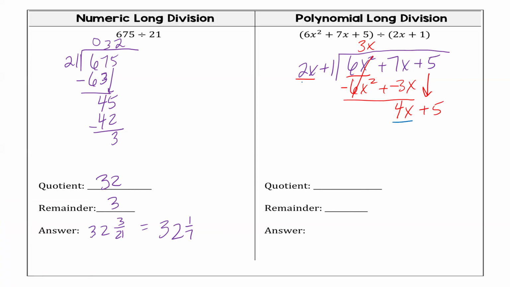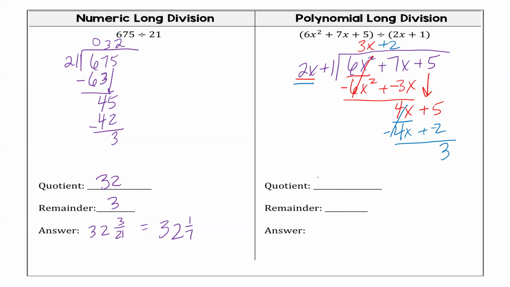What is 4x divided by 2x? Say that again. 2. Thank you. All right. Now we're going to multiply. What is 2 times 2x? 2 times 2x. 2 times 1. After we multiply, we subtract all of the terms. Yes? And we get a remainder of 3.